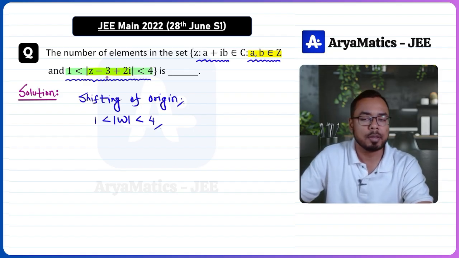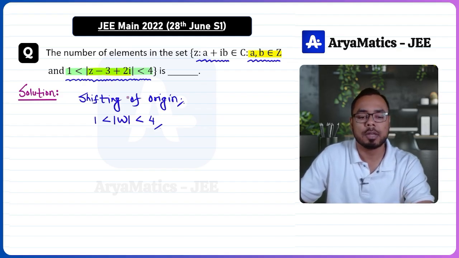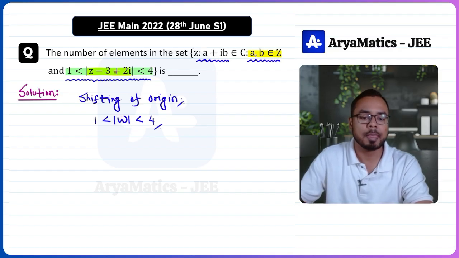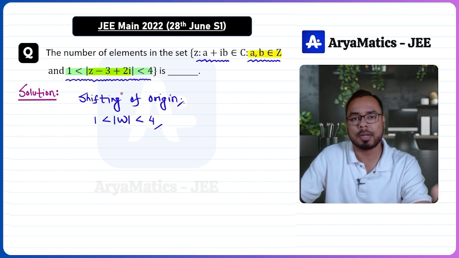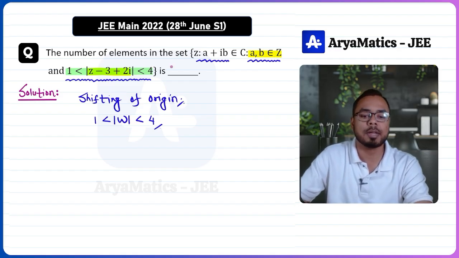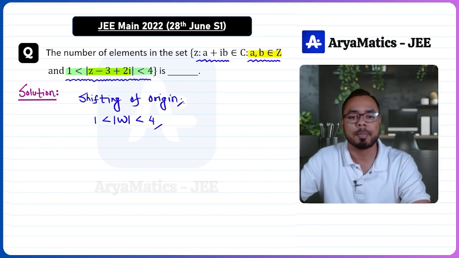And because we are shifting the origin by integral coordinates, right? Earlier the center is at 3, minus 2. Now we are making the center at origin. So basically we are shifting center from 3, minus 2 to 0, 0. So both x and y coordinate we are shifting by integral coordinates. So therefore, the number of points with integral coordinate in this set will not change.